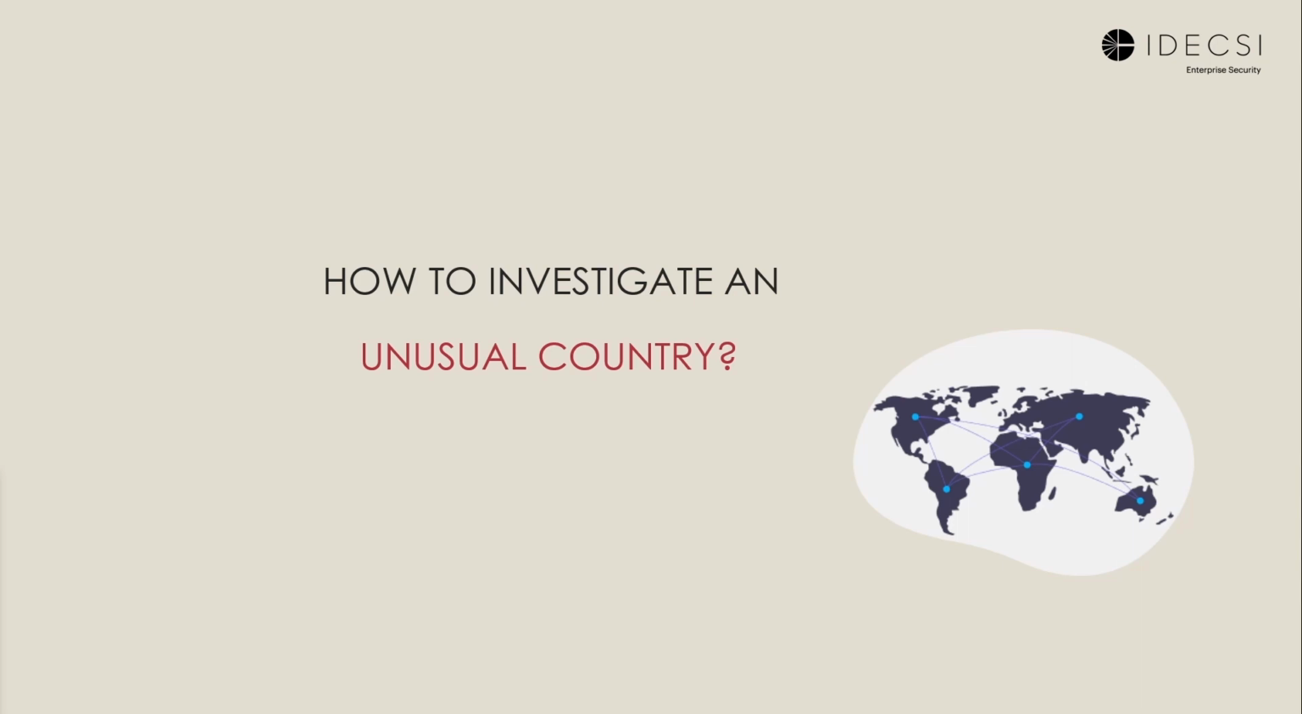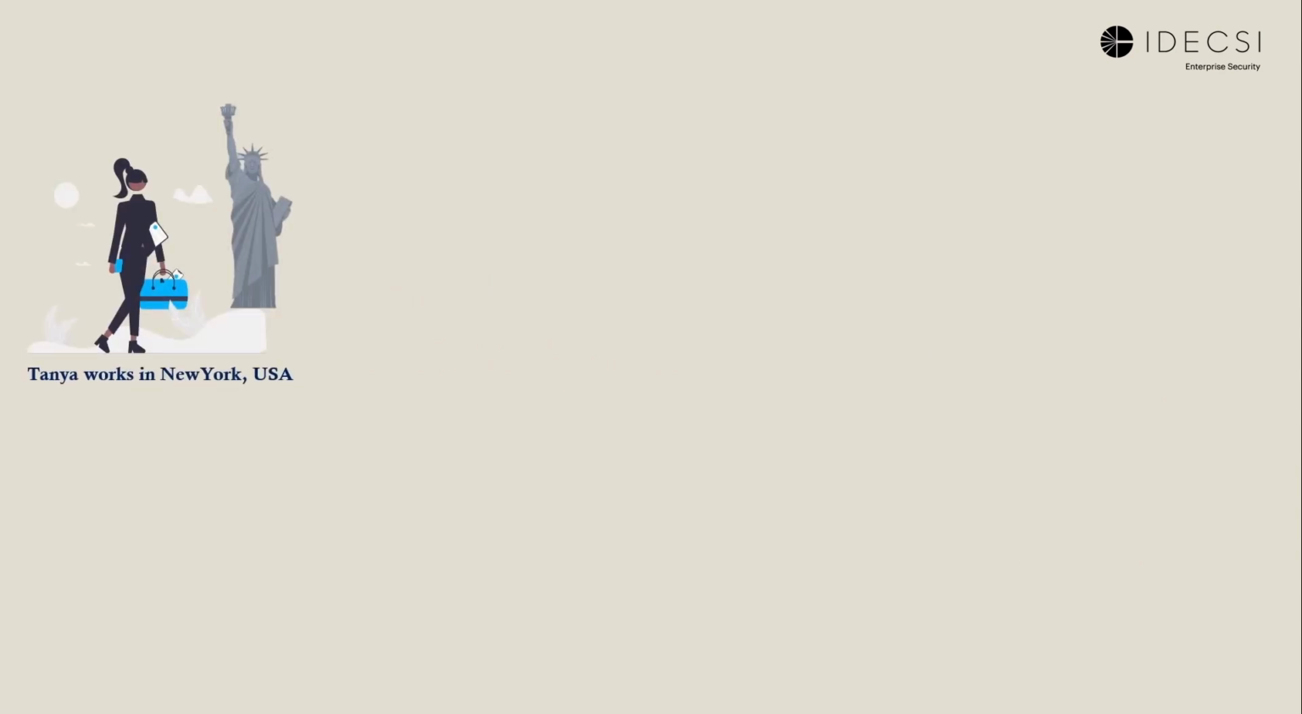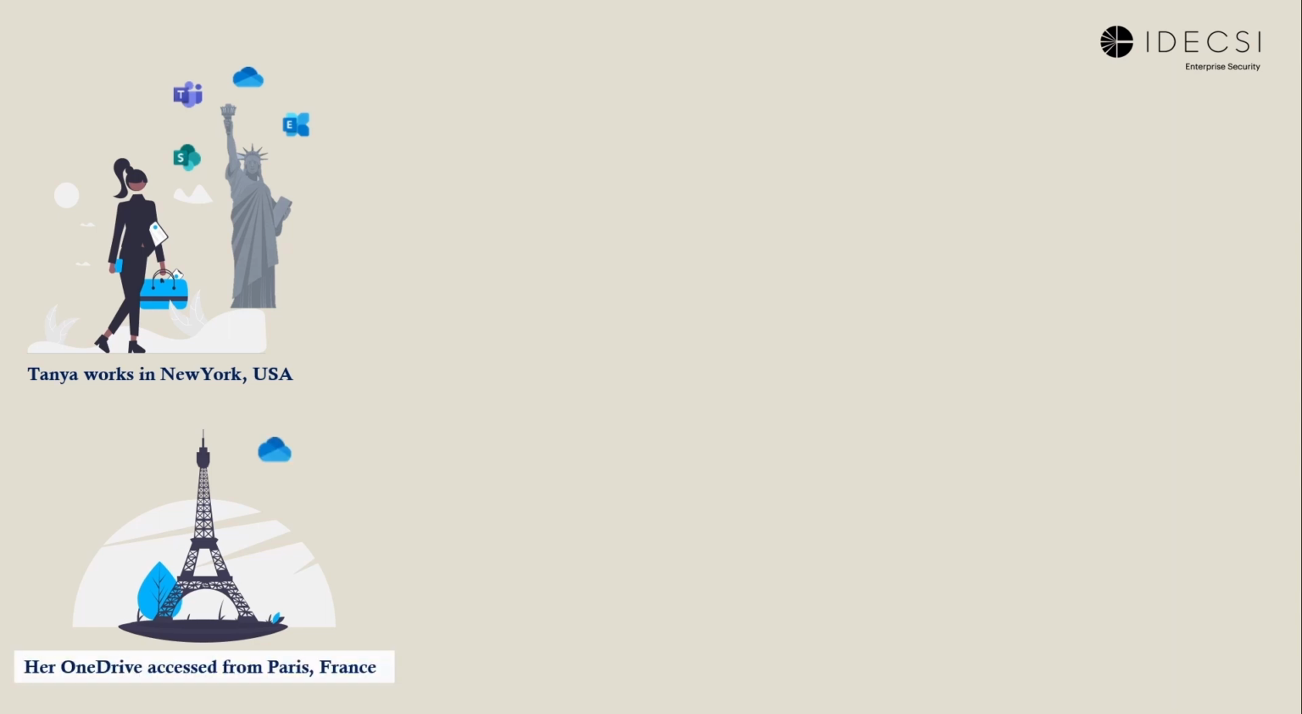To make that simple, let's see an example of Tanya, who works and lives in New York City, and she always accesses her SharePoint, Teams, OneDrive, and Exchange from New York. And then comes a day in Paris, and access is being observed on her OneDrive that is from France.